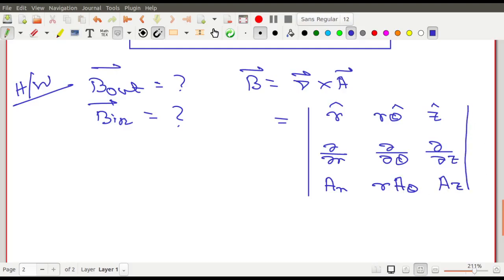And in our case AR and AZ are always 0, both for inside and outside. Excuse me, in our case this one is 0, this one is also 0. In our case only this has a value, once for outside and once for inside. So please do the integral, you will get your requisite values. Just calculate it, you will get all your values.